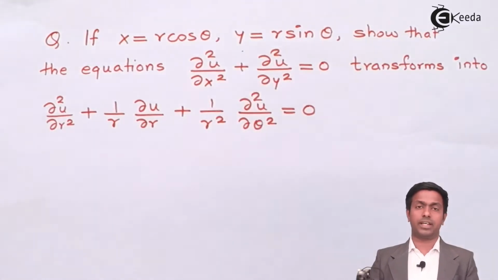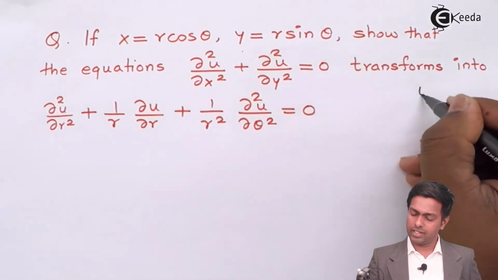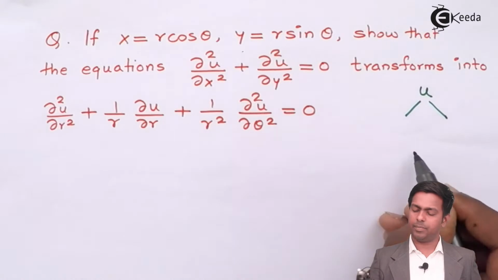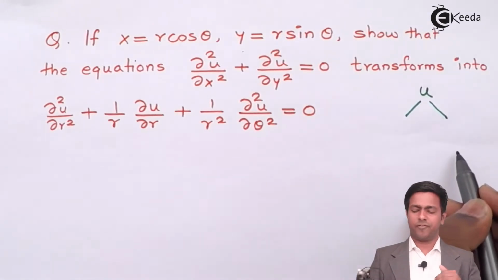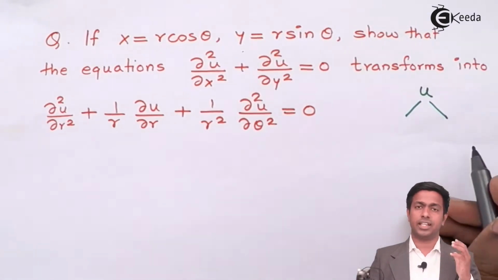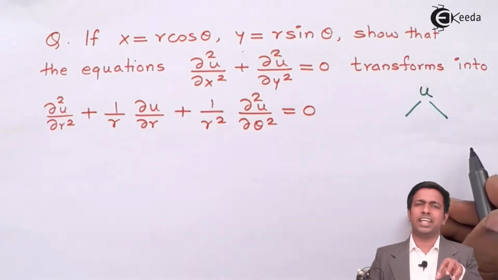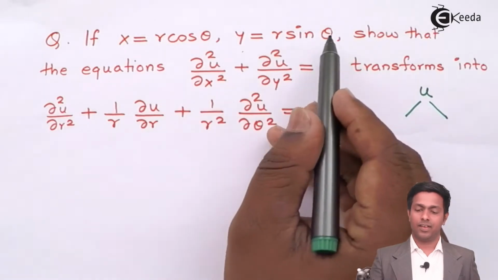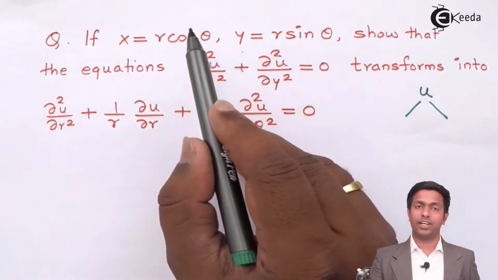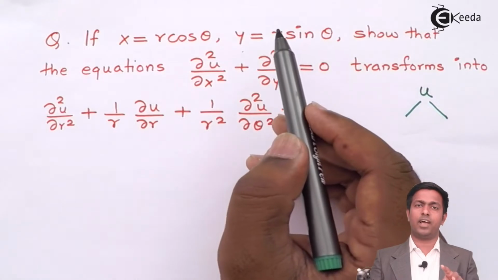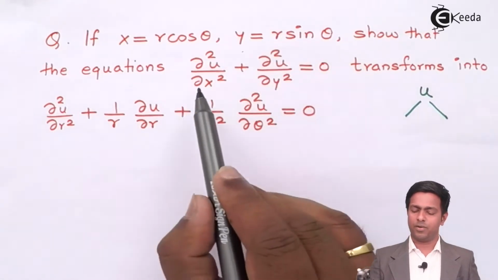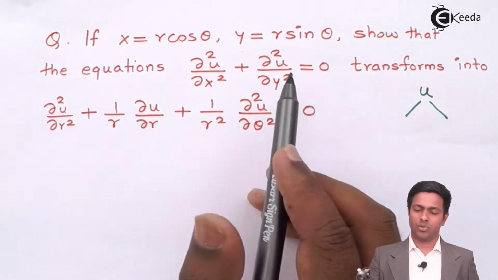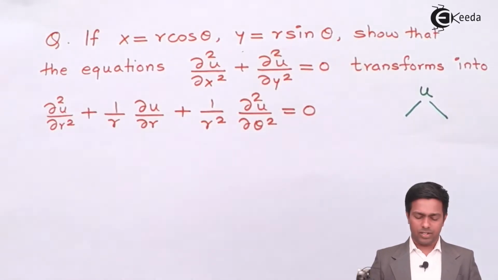So if I draw the tree diagram, then this is u, which is the dependent variable, and x and y are the independent variables. But if this is a composite function, then it must have the intermediate variables. If you see here, x and y are given in terms of r and theta. It means x and y are the function of r and theta, but what we want is x and y as the independent variables. So let's find out some values.